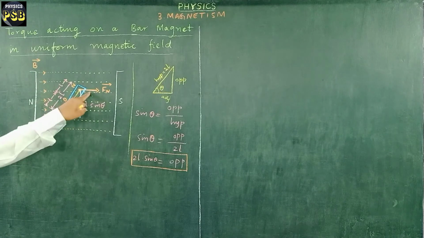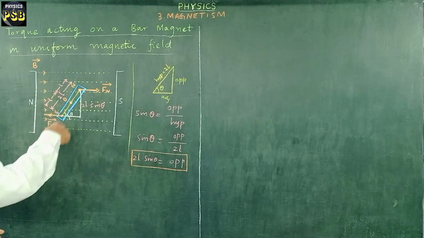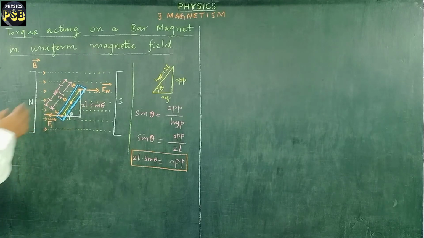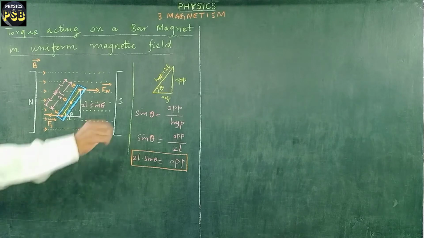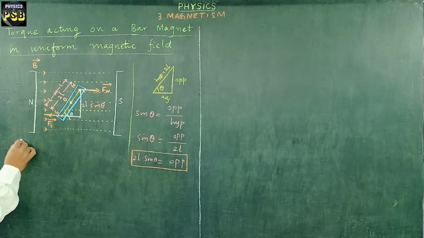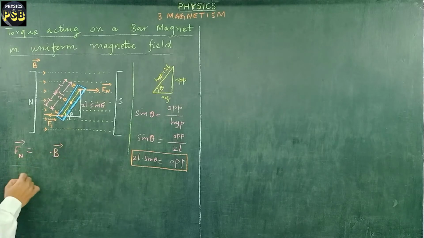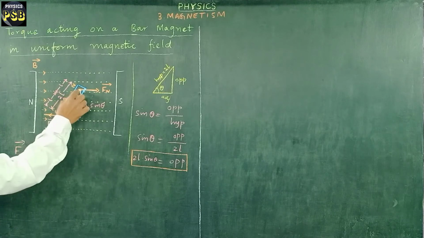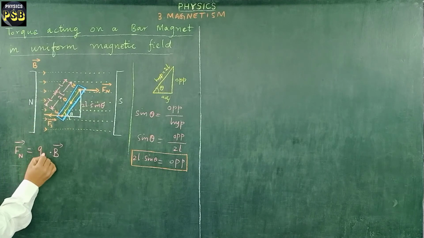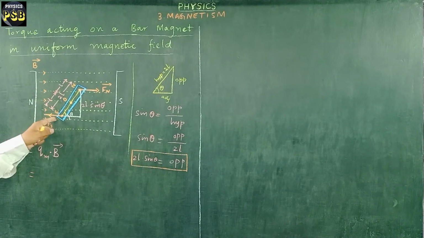Here, two equal and opposite forces acting on an object is referred to as a couple. So, it constitutes a couple. Now, we know the force acting on a magnet is obtained if we multiply magnetic field with the magnetic pole strength. Here, the magnetic pole strength of the north pole of this magnet is Qm, and the pole strength of the south pole of the magnet is also Qm.